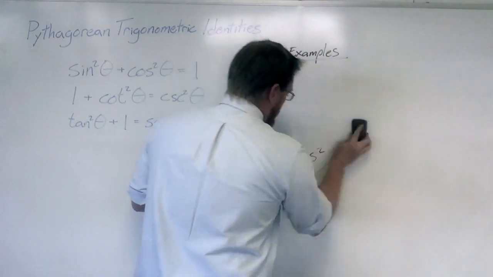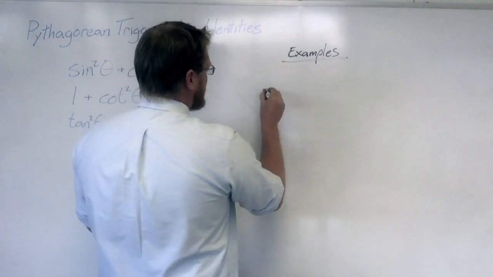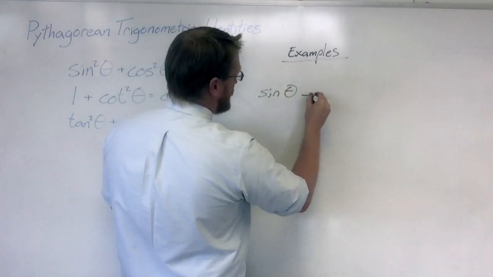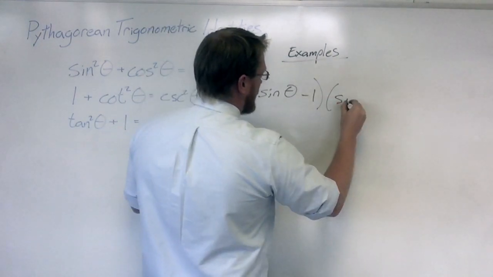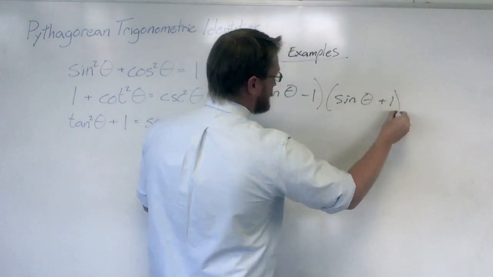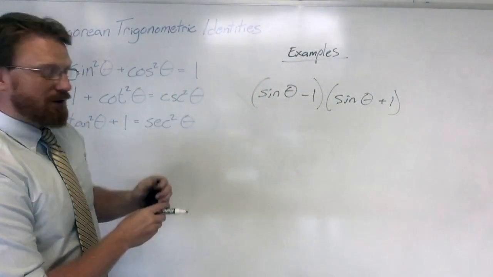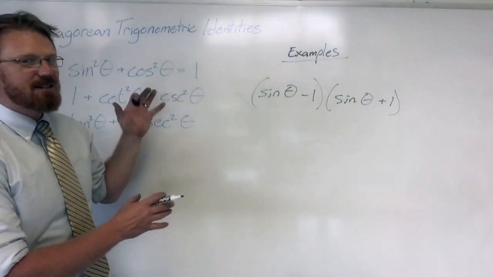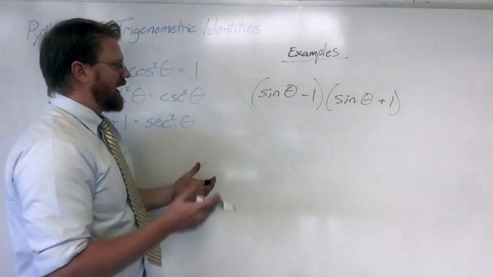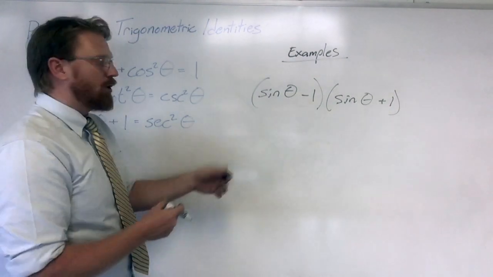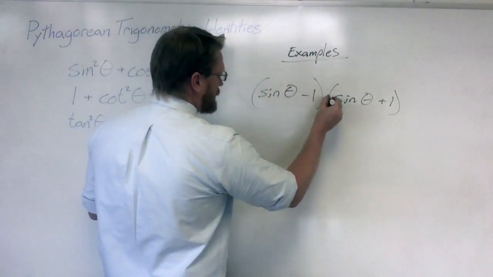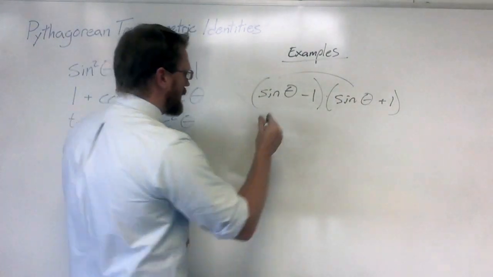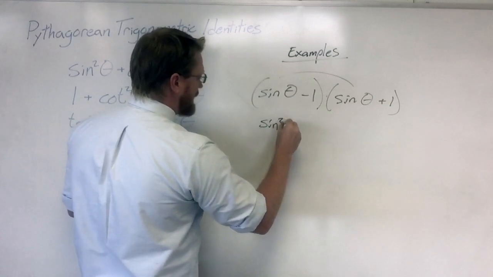Last example. Let's say I have sine theta minus 1, times sine theta plus 1. So this is looking real nice and pretty for this first Pythagorean identity, except that nothing's squared yet. It's tempting, but I can't go over there yet. I've got to think of some other way to get the ball rolling here. Binomial times a binomial, I'm going to FOIL this thing. And foiling is going to get me a sine squared, so that sounds like a good path to take.